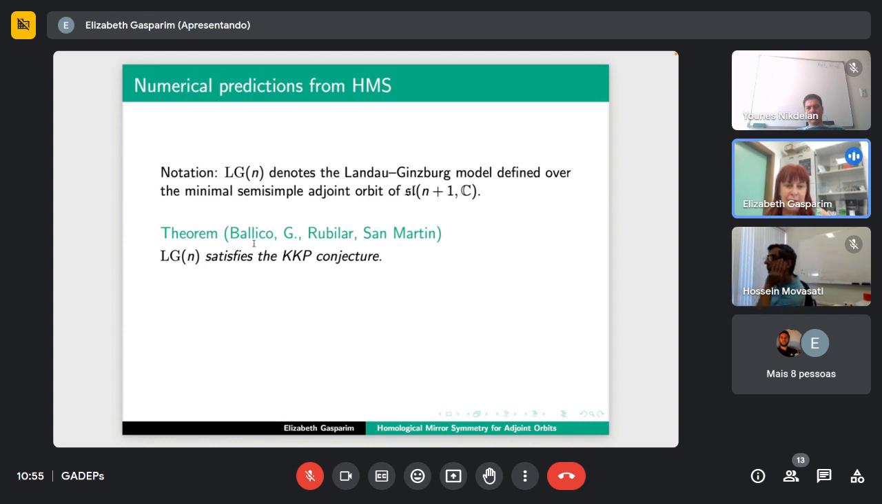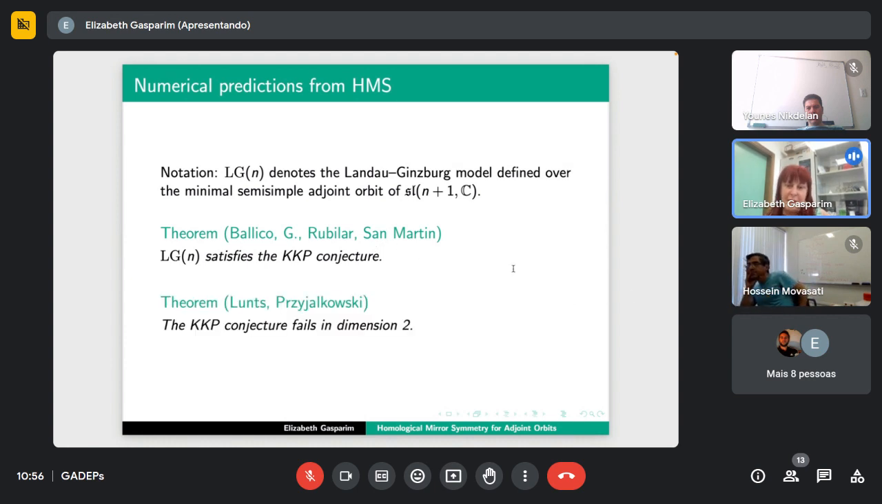This was together with Eduardo Balico and Francisco Rubilar, who is in Chile, and Louis Saint-Martin. However, the conjecture is false. This is similar to the original one. Lunts and Przyjalkowski showed the conjecture is false before we showed the conjecture is true for those cases. But like I said, that's Hodge theory. Doesn't matter how many counterexamples, you still continue to work on it. It's not like other areas of mathematics. When you have a counterexample, you change the study or change the work. Here you just continue and find more delicate hypotheses.